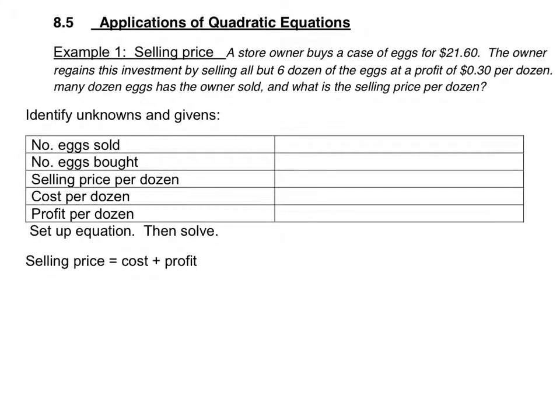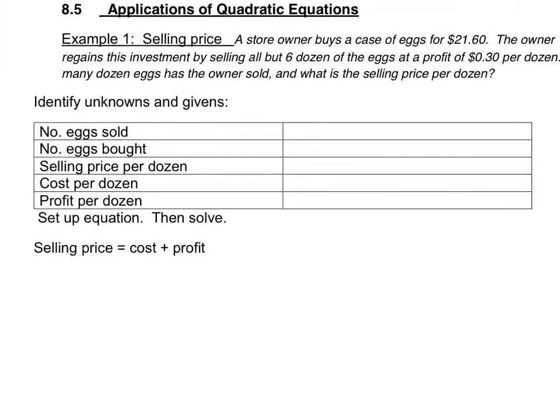It says, a store owner buys a case of eggs for $21.60. The owner regains this investment by selling all but 6 dozen of the eggs at a profit of 30 cents per dozen. How many dozen eggs has the owner sold, and what is the selling price per dozen?